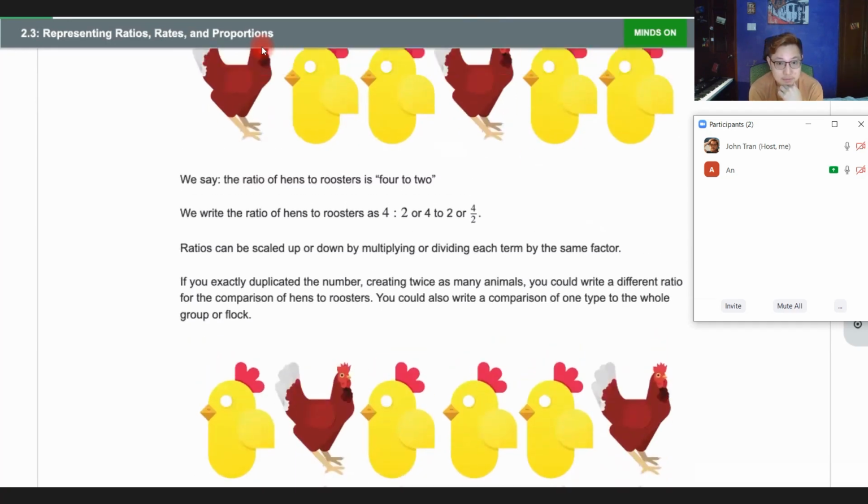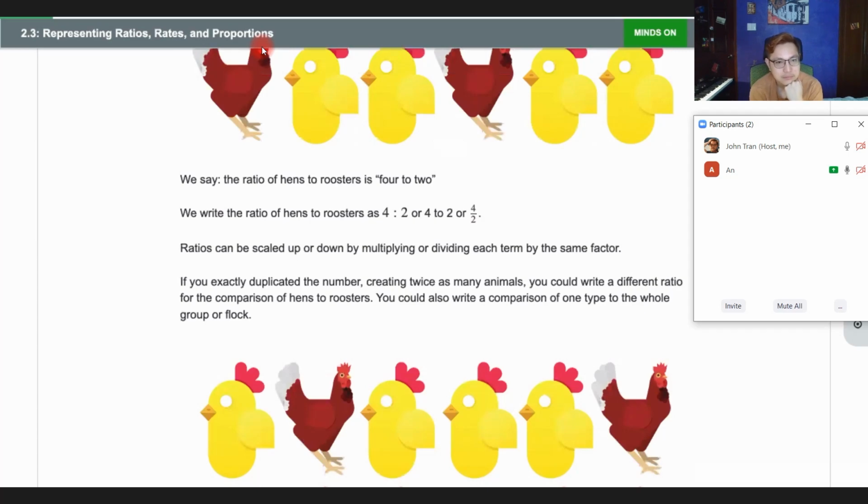We say the ratio of hen to rooster is 4:2. Yeah, because we have 4 hens for every 2 roosters. So that's why it's a 4:2 ratio.